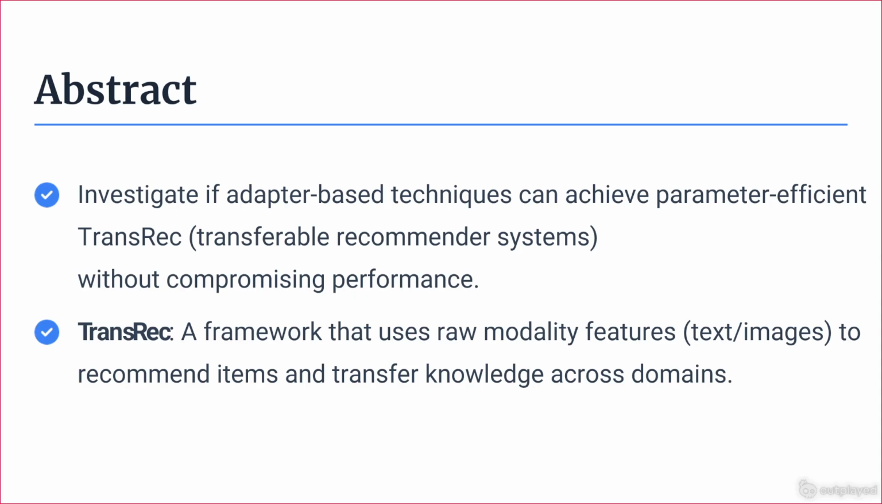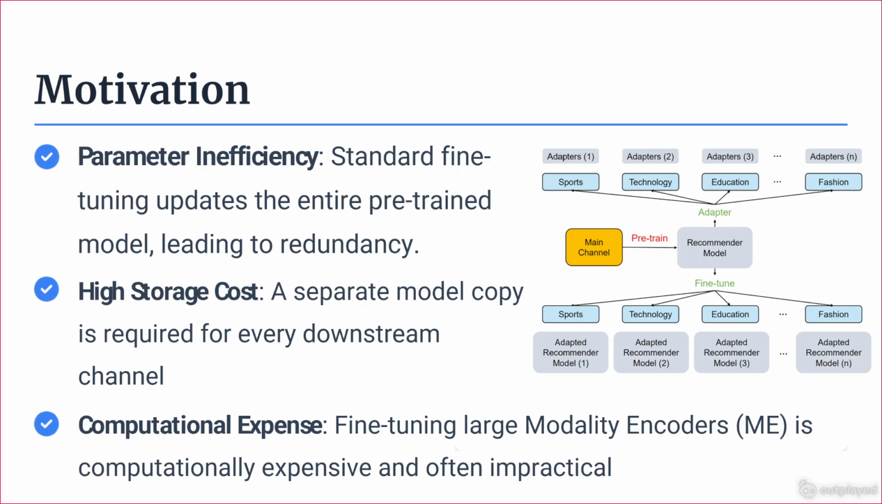TransRec is a framework that uses raw modality features like text and image to recommend items and transfer knowledge across domains. Let's look at the motivation. As the figure shows, in large industrial platforms, we typically have a main recommendation channel and various vertical channels, such as sports or fashion, education.